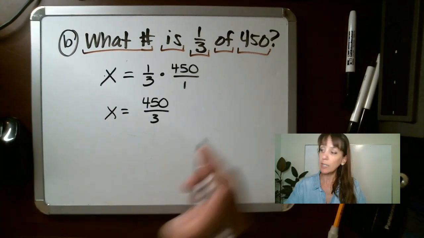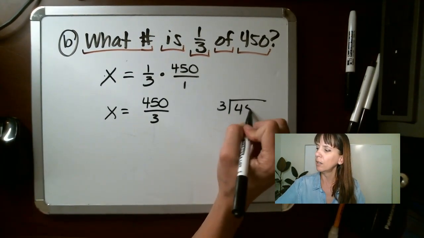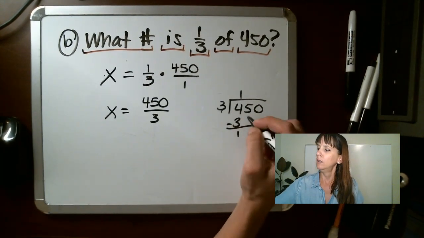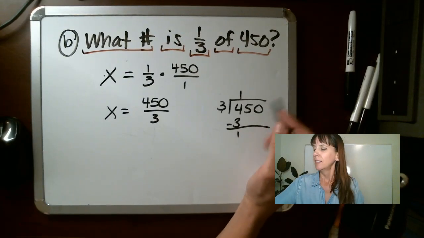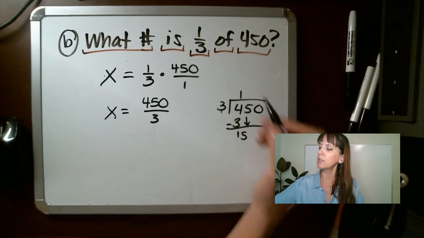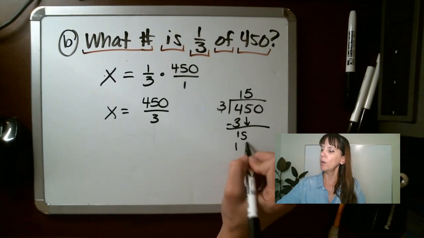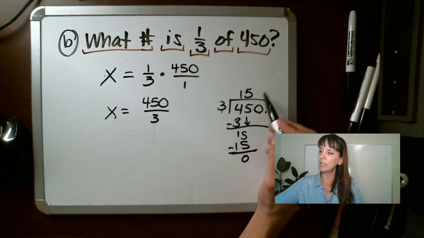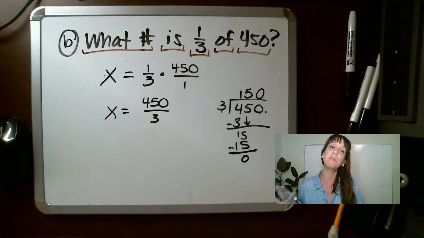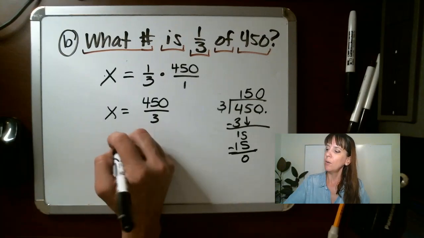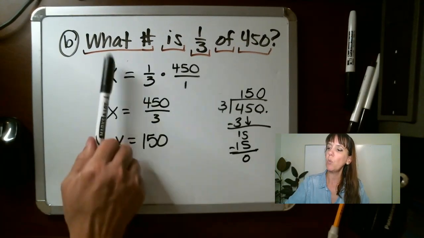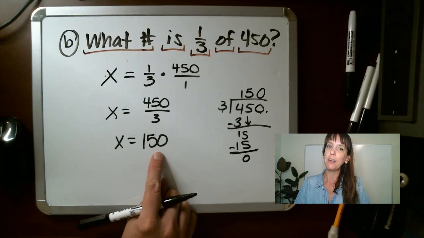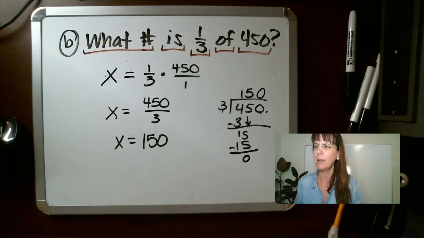Let's do some side work. 3 goes into 4 one time. 1 times 3 is 3. Subtract, bring down the 5, and we get 15. 3 goes into 15 5 times with 0 remainder. But I do have a 0 here, and remember, our decimal is over here, so I've got to put another 0 up there. So the answer is not 15, it is 150. So X equals 150. What number is 1/3 of 450? It's 150.